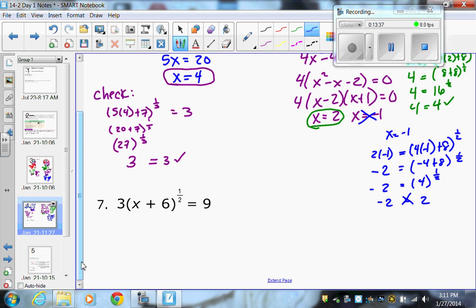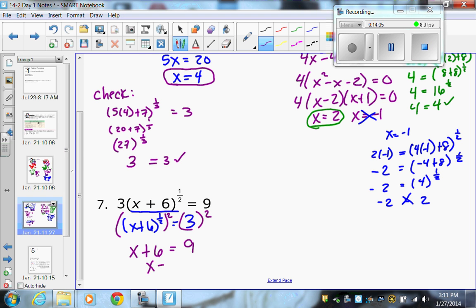Let's try one more of these. So our goal is to get this part by itself. So the opposite of multiplication is division. So that leaves me with x plus 6 to the 1/2 equals 3. Then we're going to raise everything to the second power to get rid of that exponent. So that gives me x plus 6 equals 9. Subtract 6 and I get x equals 3.